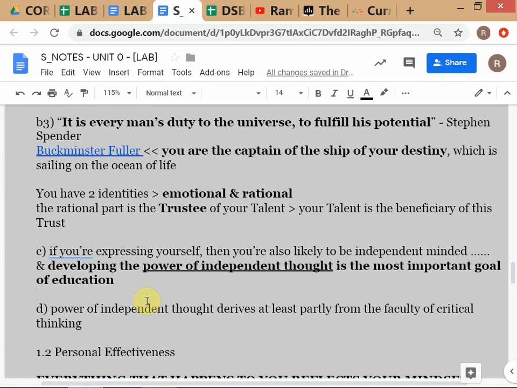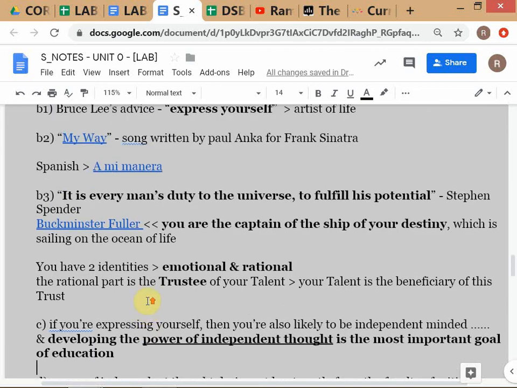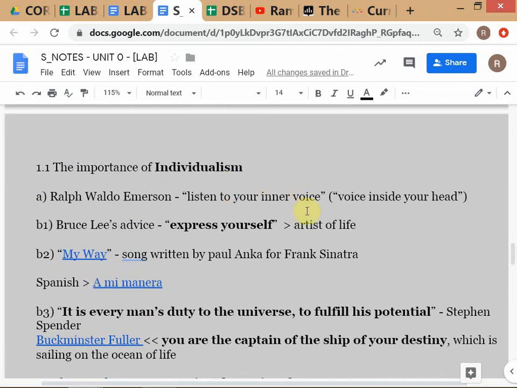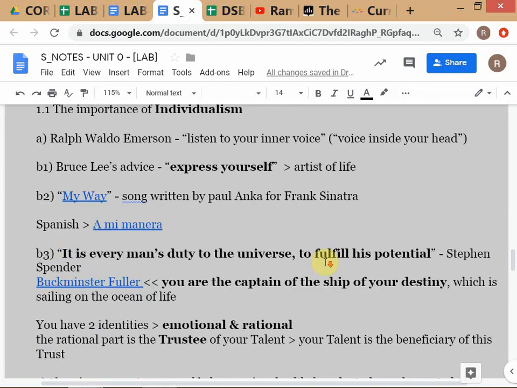Most people can't think for themselves. They get swayed by what people are saying. It's very important, and it's connected to the idea of individualism, listening to your inner voice. You need to develop your inner voice.